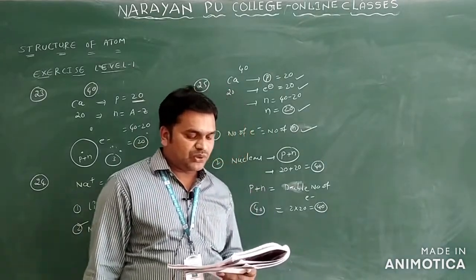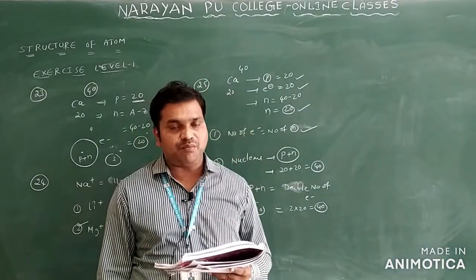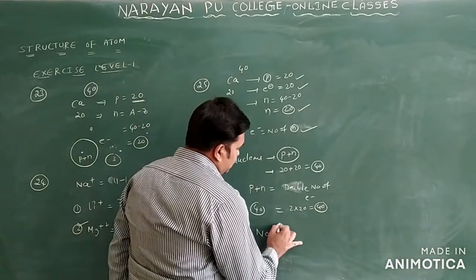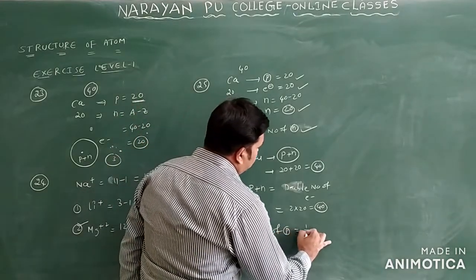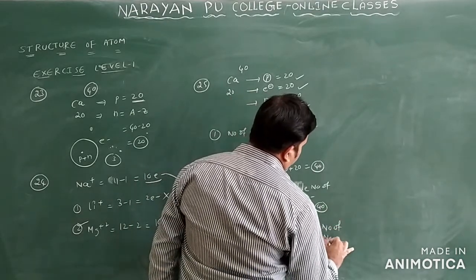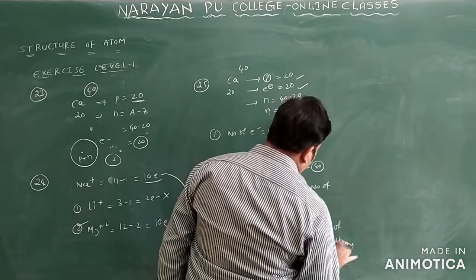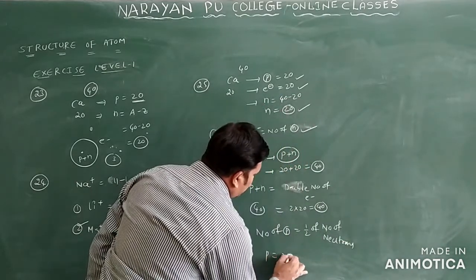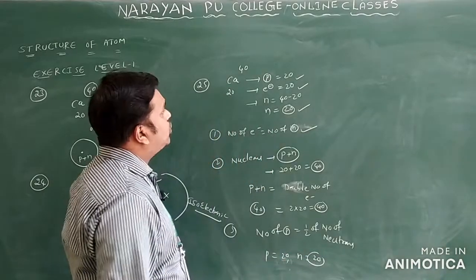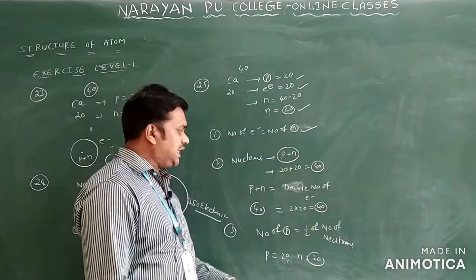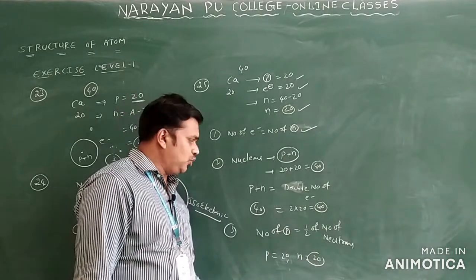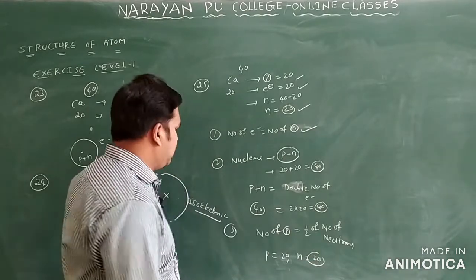Now we can say the third option: the number of protons is half of the number of neutrons. They are giving that the number of protons is equal to half of the number of neutrons only. Protons how much? 20. Neutrons how much? 20. Both are equal. So the number of protons is not half of the number of neutrons only. Both protons and neutrons are equal.